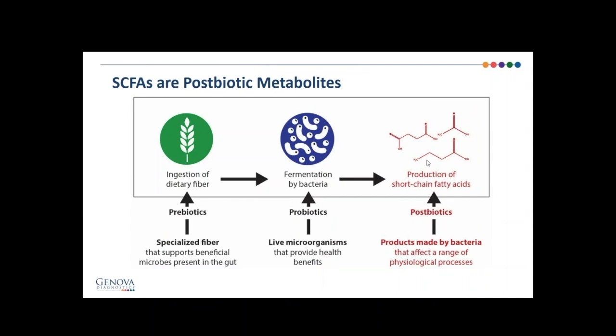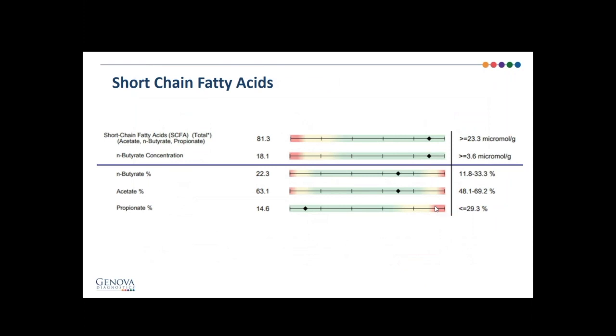Short-chain fatty acids are postbiotic metabolites. This is a term that I'm seeing more and more now: postbiotic. A lot of people have heard about prebiotics, which are fibers that are supporting the beneficial microbes, and then probiotics are the beneficial microbes themselves, and they ferment the fiber and produce these short-chain fatty acids, which are postbiotic metabolites. We measure short-chain fatty acids on our GIFX test.